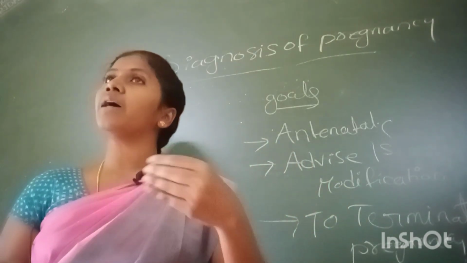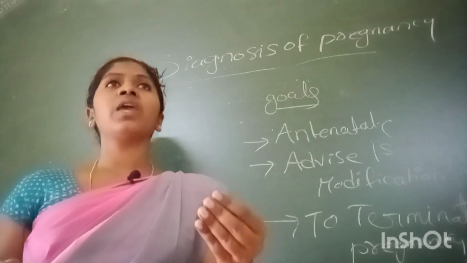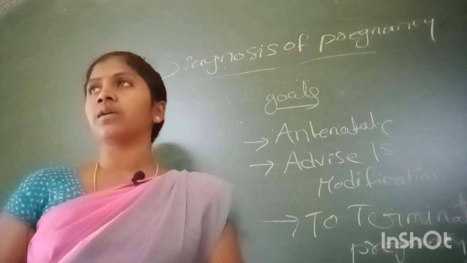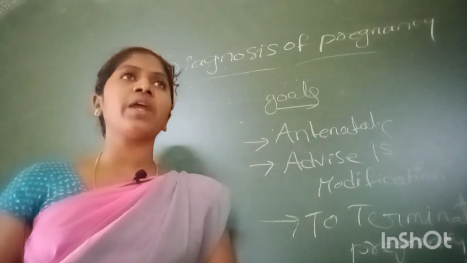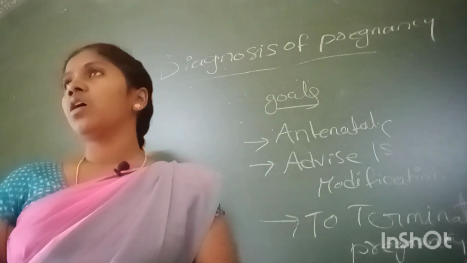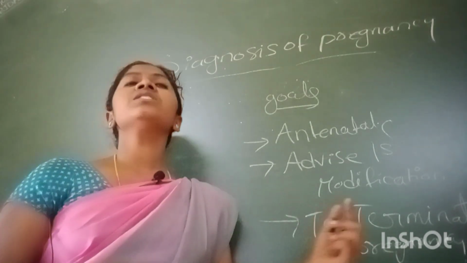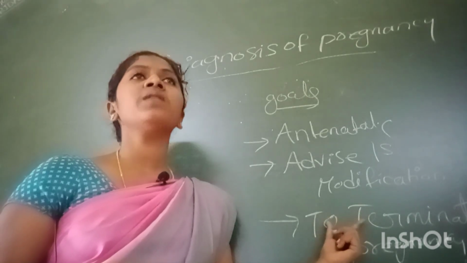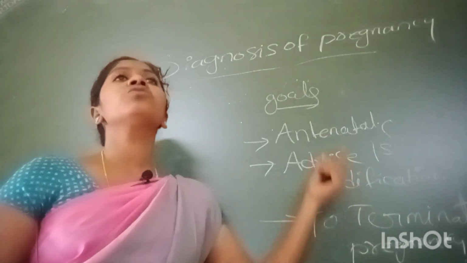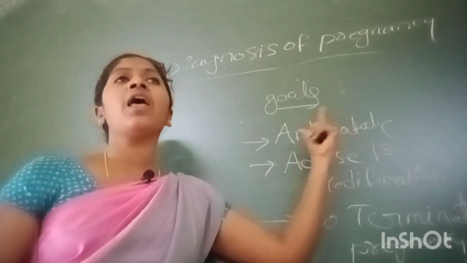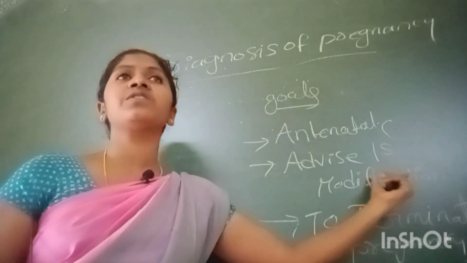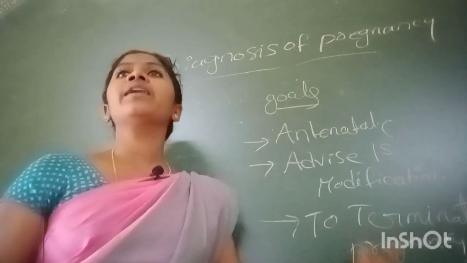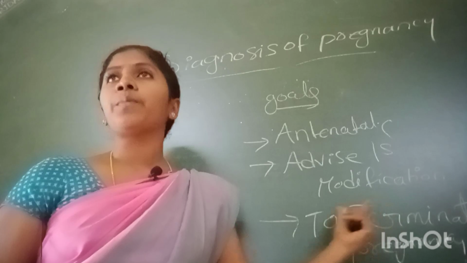It is complicated for the mother as well. If we really want to terminate, we won't look at the baby's side, right? However, we are going to discontinue the pregnancy, but on the mother's side we check for the safety of the mother. It is very important to confirm the pregnancy in the early stage, to start with the antenatal care, to modify the lifestyle, and to terminate the complicated or unwanted pregnancies.